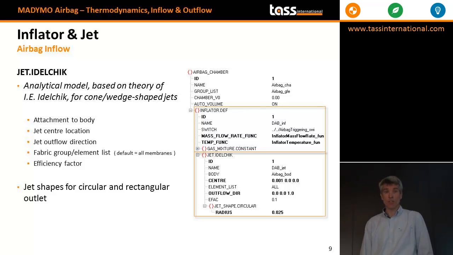You have to define a jet center location and a direction. If you like, you can define a specific group of elements where it's working on. Obviously, this element list or group list has to be part of the airbag chamber. Maybe of most interest is the efficiency factor. It can be defined in several ways, but it basically means that you can temper or make it more aggressive, this jet, even in time.